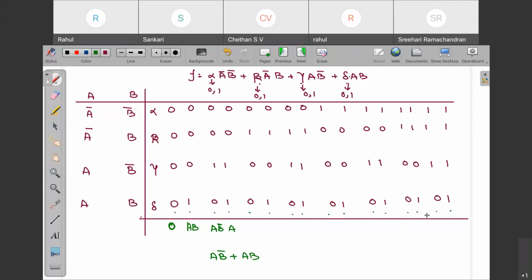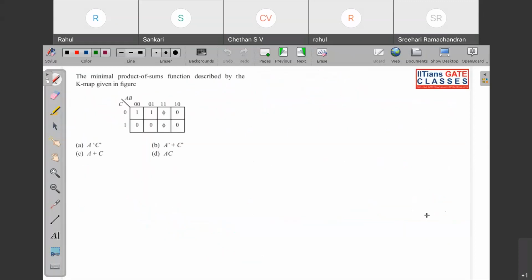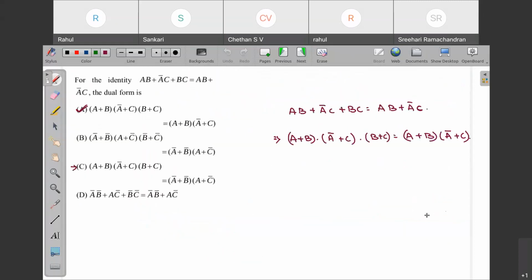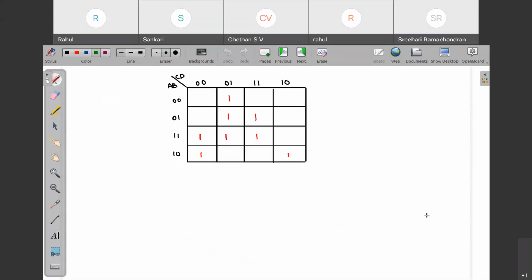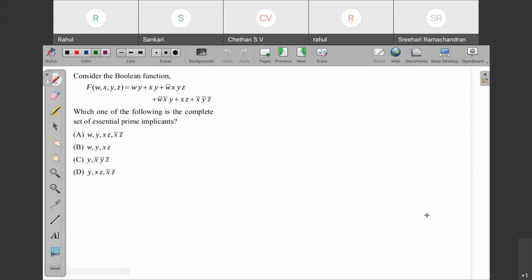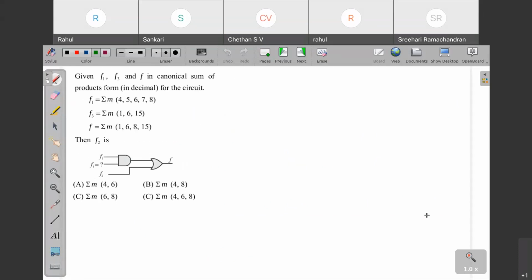Okay, sir. Yeah. So the next question, let me ask you this. What do you understand by this? And then I will be explaining. Just a minute, let me see what else we have in this. Okay, so K-Map and prime implicants and essential prime implicants. That is a very important topic.